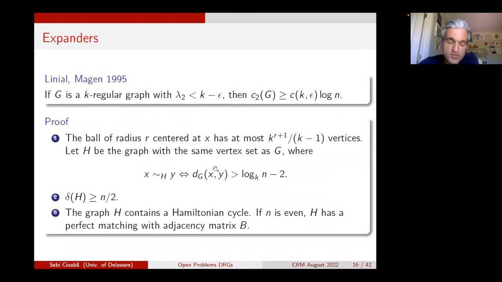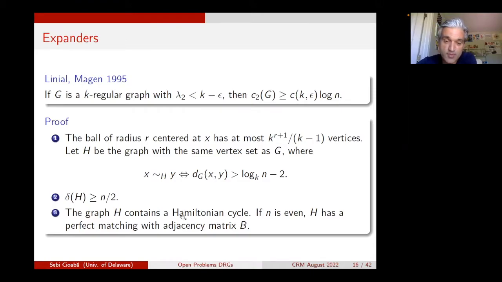And now with this definition of H and with this calculation from above, one can prove that the minimum degree of this graph is large. Like for each vertex, there are many vertices which are farther away than this distance from your vertex. And so there's this theorem in graph theory by Dirac, where if you have n vertices and the minimum degree is at least n over 2, then you have a Hamiltonian cycle. So that's what they apply here. And the proof here is easier when n is even. So let's say n is even, and so you have a Hamiltonian cycle in this auxiliary graph H.